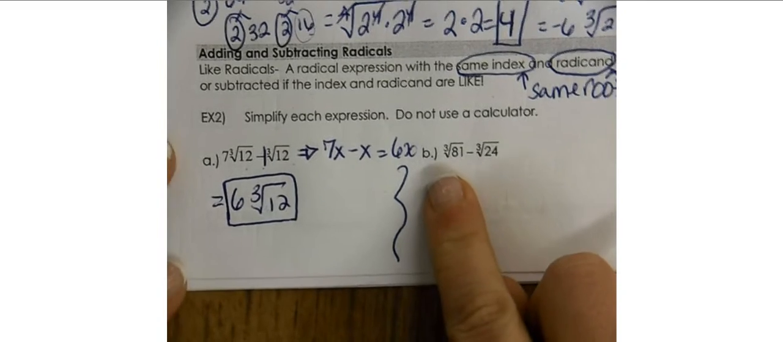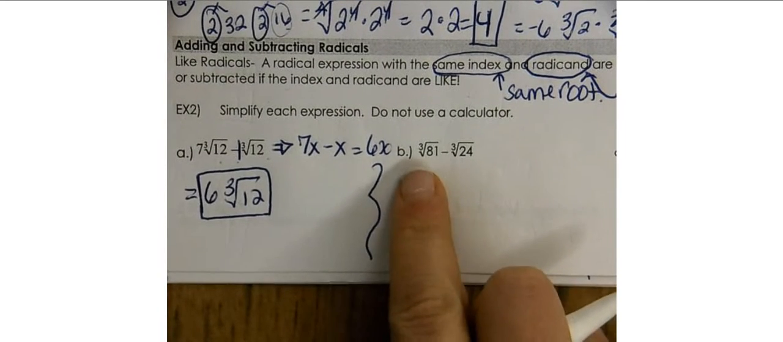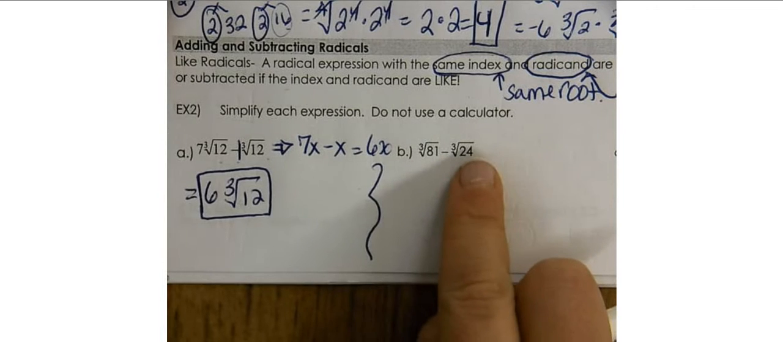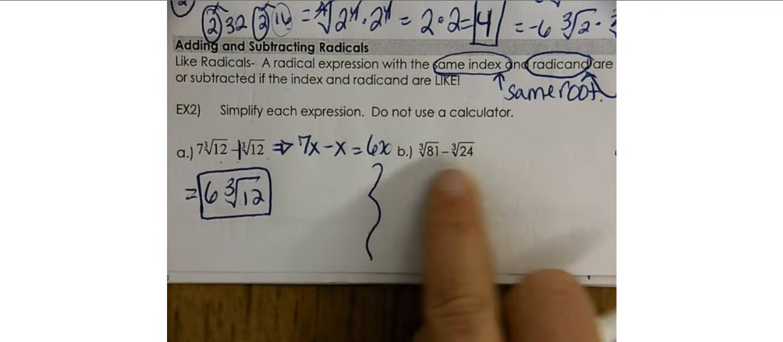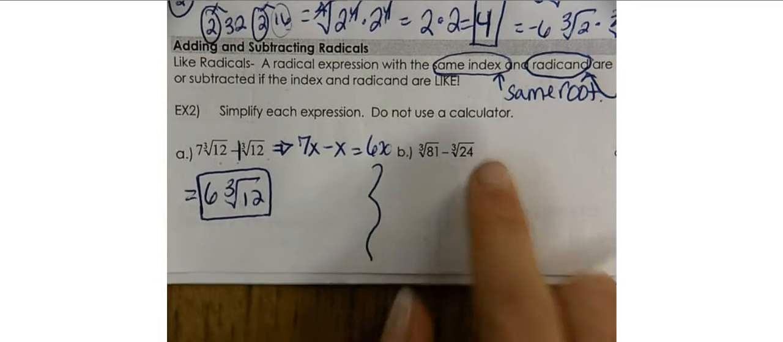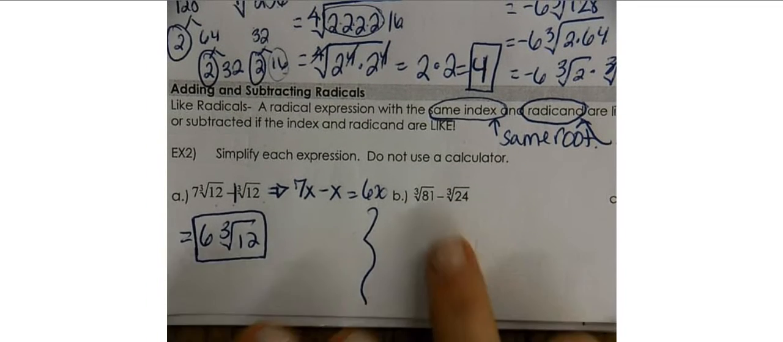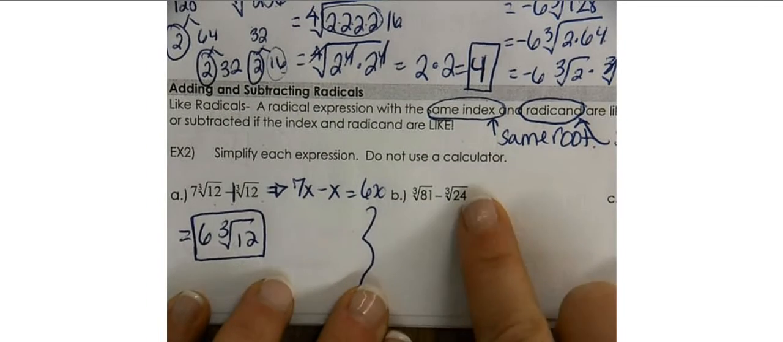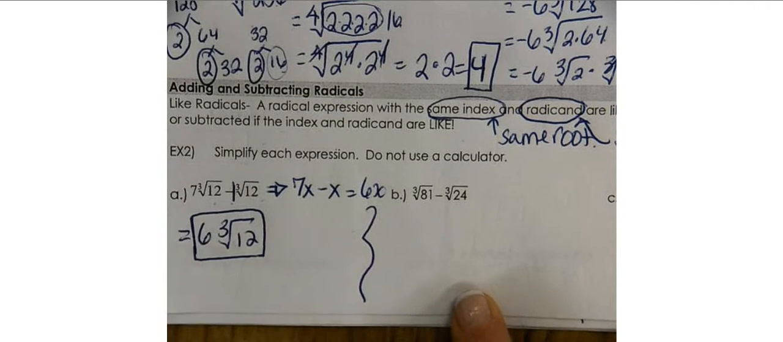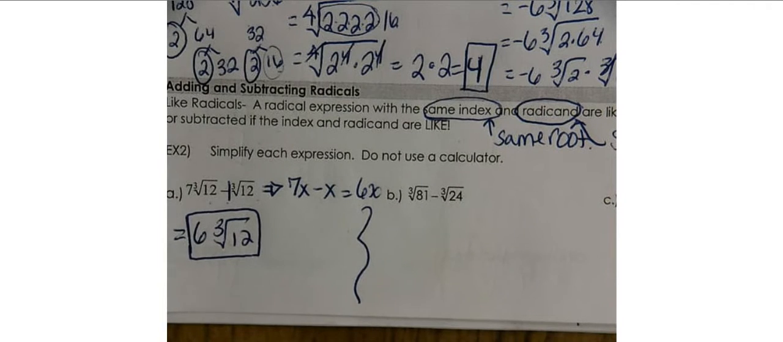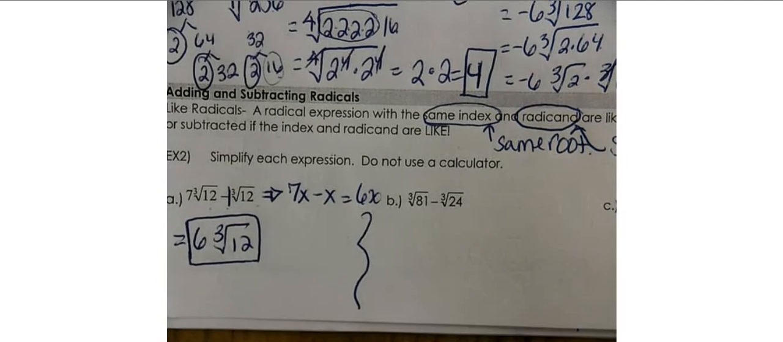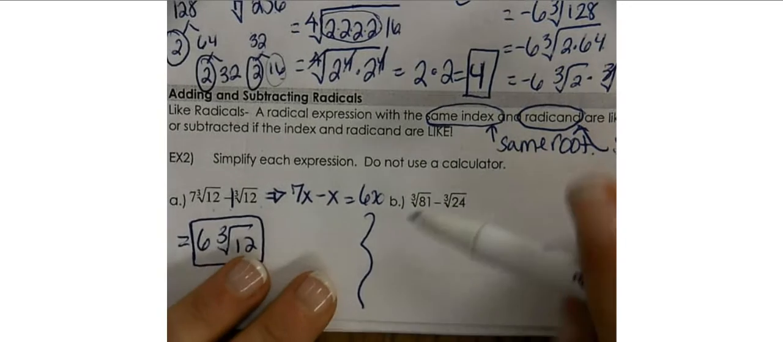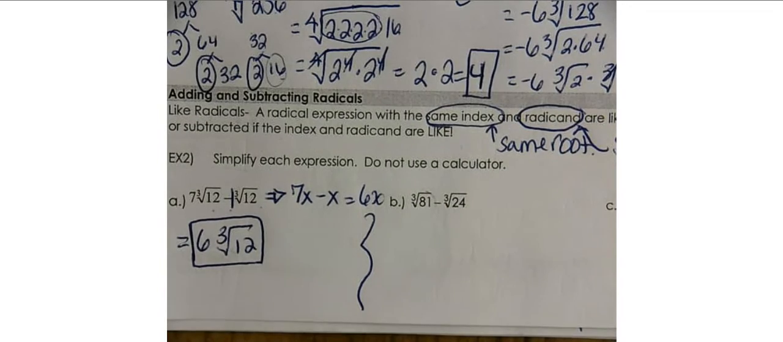For letter B, unfortunately, they both have the same index. We're taking the cube root, but underneath is not the same, so we need to adjust each of them. What I would recommend is that you simplify each expression individually. Looking at the number 81, I know that 81 is 9 squared, and I also know that 81 is 3 to the 4th power. So maybe that might be the better approach.